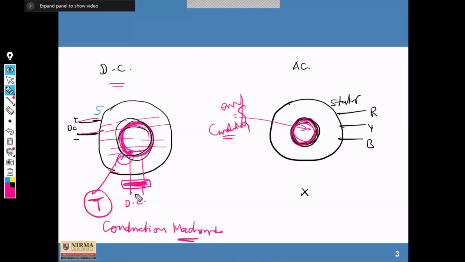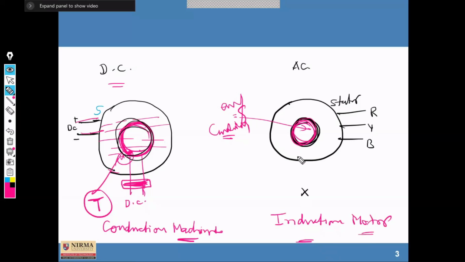Why conduction machine? Because we are conducting a supply to the rotor here, but here some mechanism is done in such a way that the EMF is induced inside. So here EMF is induced, and because of that induced EMF, there is a certain arrangement through which the current flows inside the rotor bars. So this current, here we are giving externally, here we are inducing. Hence the name is induction motor.